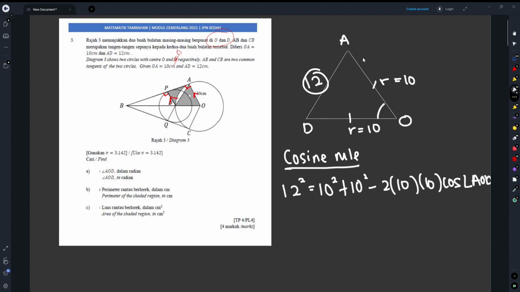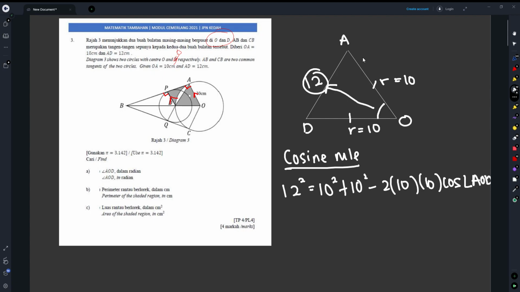Since I'm taking this angle, I always have to start with the opposite side, which is 12 here, and then the two neighbors I have to put in these locations. Those who have studied solution of triangle should understand this very easily. Those who have never studied solution of triangle, please revise, because solution of triangle will really help you for your circles.